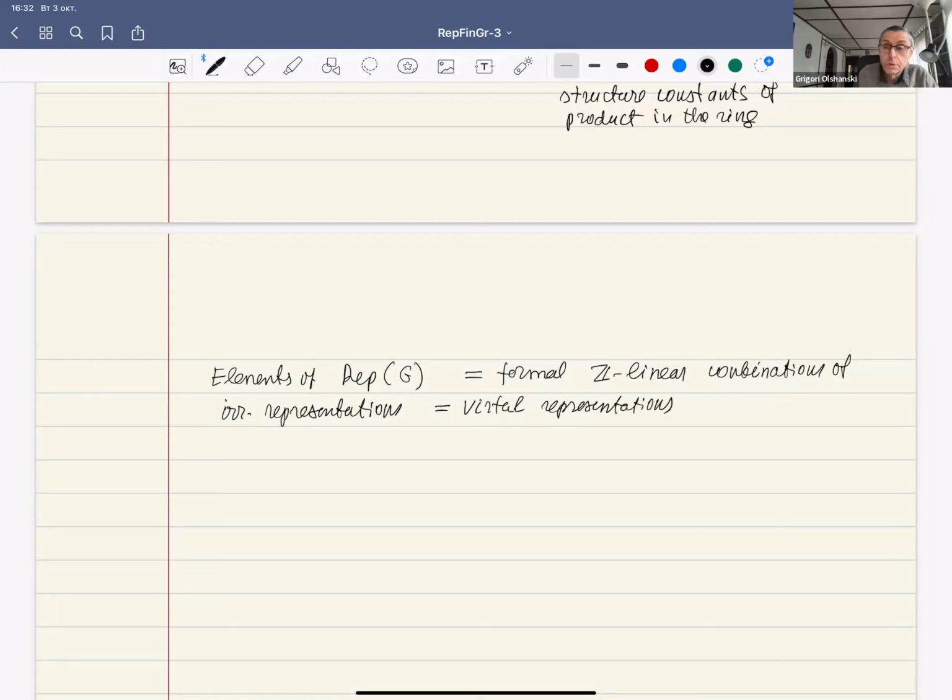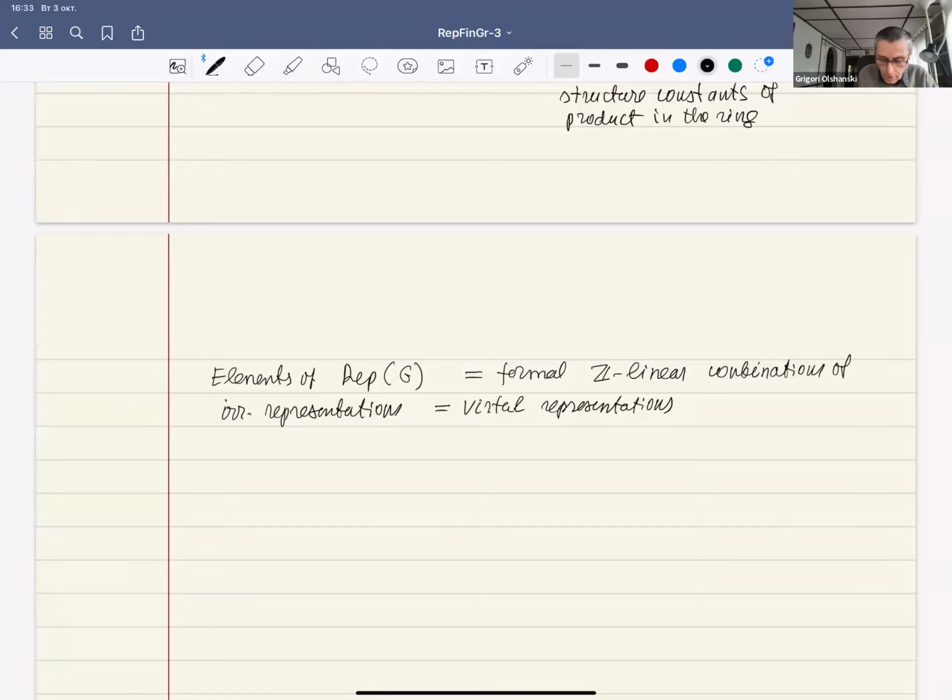So the situation is just similar to the construction of integers from the natural numbers. We take formal differences of natural numbers and we get a ring of all integers. So this is essentially the same, only the multiplication is not the usual multiplication of integers, but it is determined by the tensor product of representations. So maybe if there are some questions, please ask.